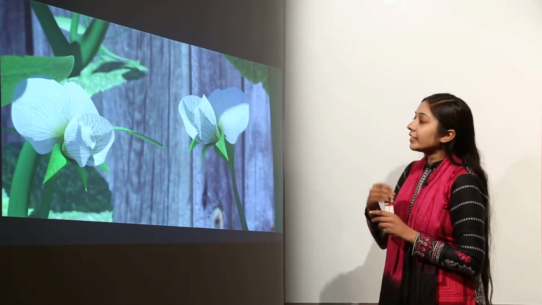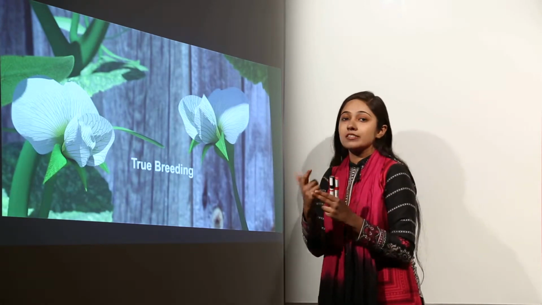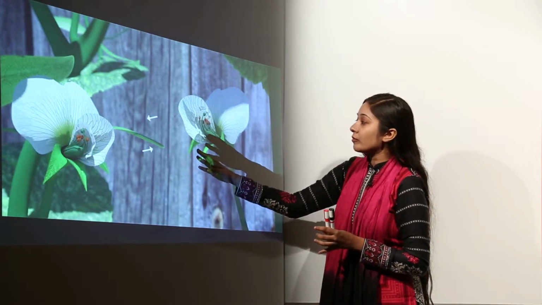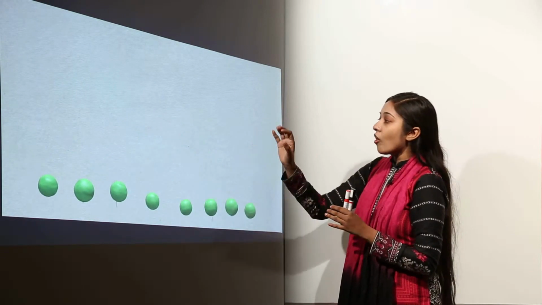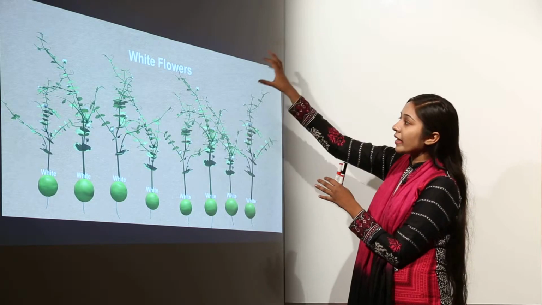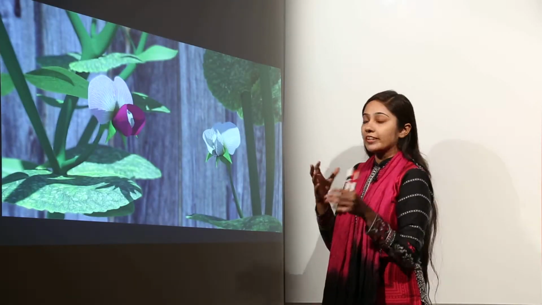Now what Mendel did was he chose pure breeding experiments. The first experiment he did was the pure breeding, true breeding varieties, meaning the pollen from the same flower goes to the pollen of the other flower, and we have all the progeny having white flowers. So if the parents have white flowers, the progeny will all have white flowers. This was the true breeding experiment.